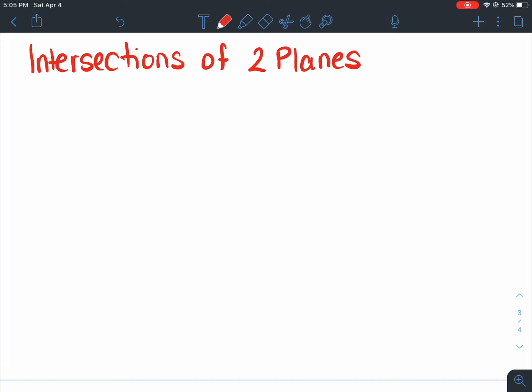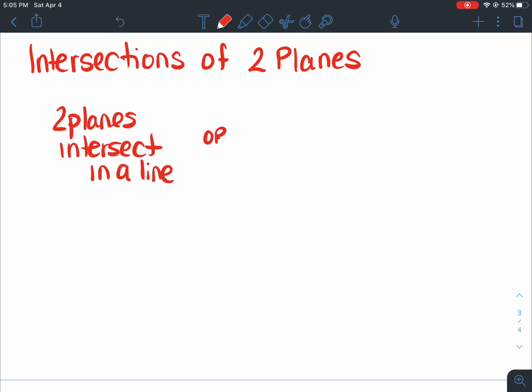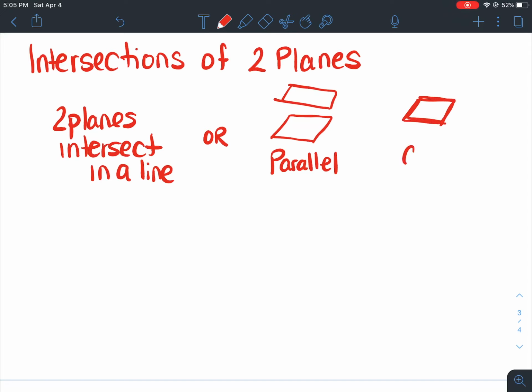You can visualize it or go back to the video where I spent a really long time figuring out how to draw it. Okay, so two planes can intersect in a line. Or they can be parallel to each other, so you can have parallel planes that don't intersect at all. Or of course you can have coincident planes that intersect an infinite number of times. As usual.